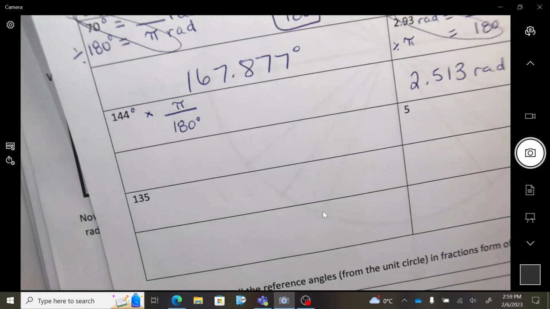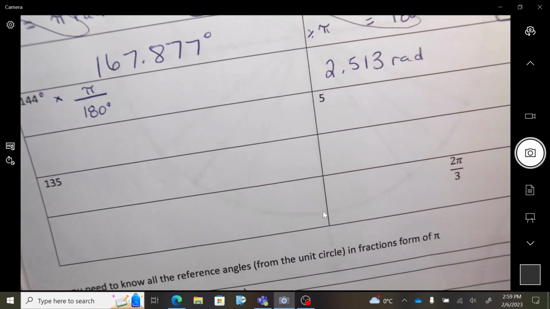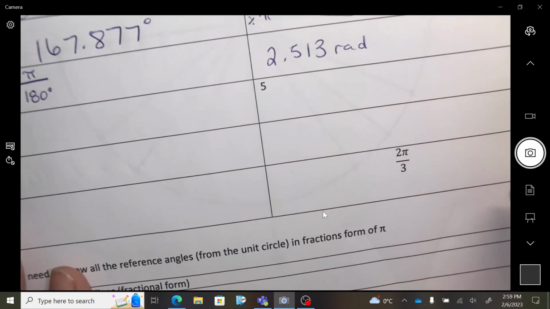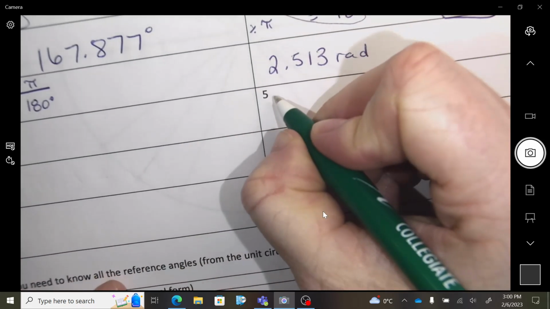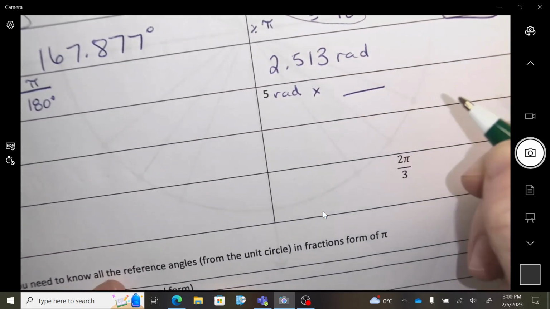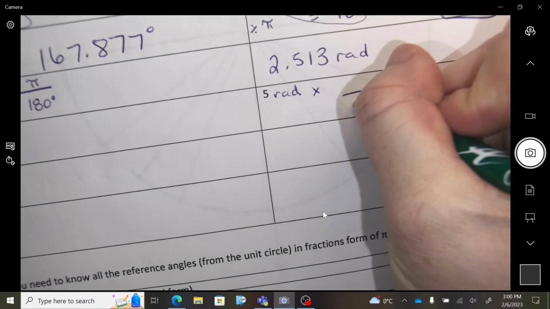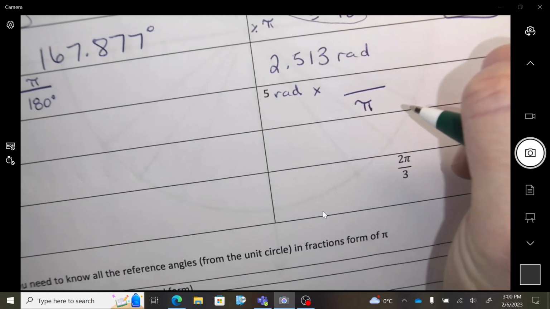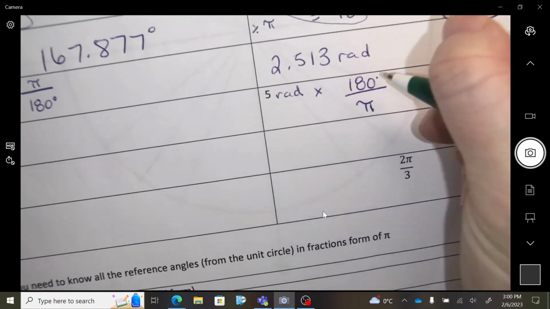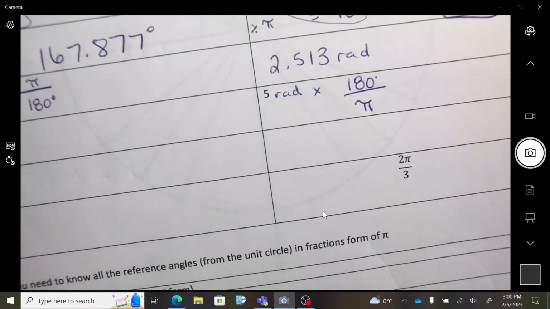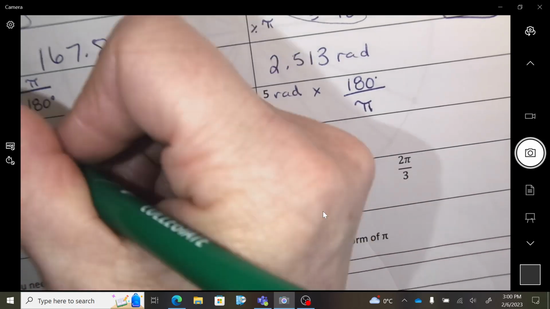Okay, let's try one more. I don't know why I put so many on this chart. 5 radians. So you're in radians. Times which one? I always do the bottom first. What do you want to put on the bottom? What do you want to get rid of? If you're in radians, you want to get rid of radians. So put pi on the bottom. So 180 over pi. So you always just remember there's two options. And if you forget that little rule, you just go back to your ratio cross multiply.